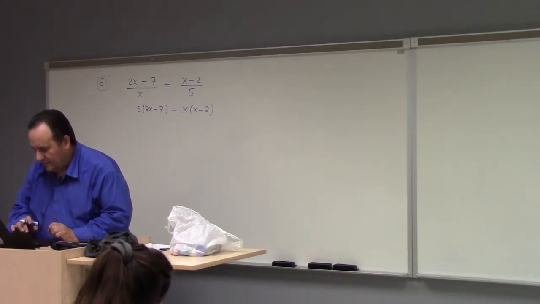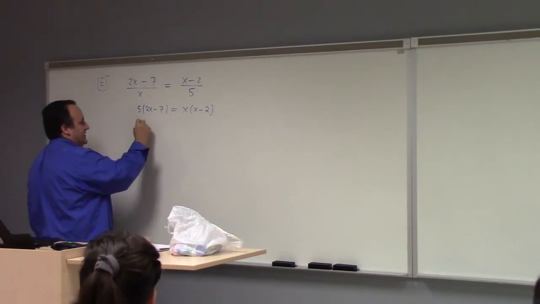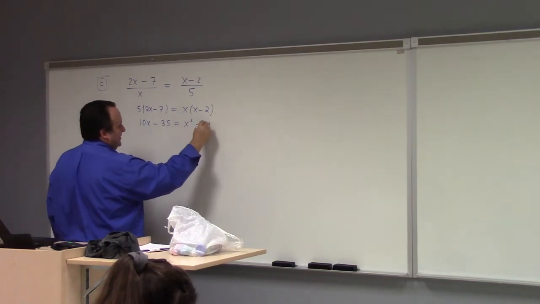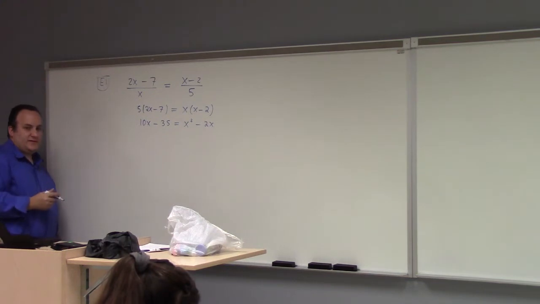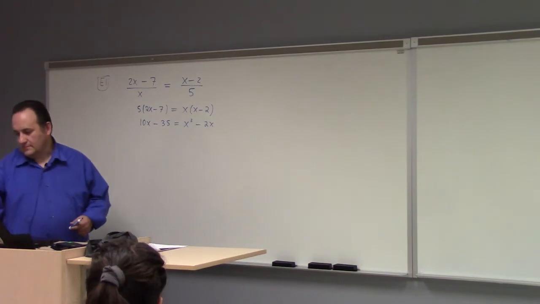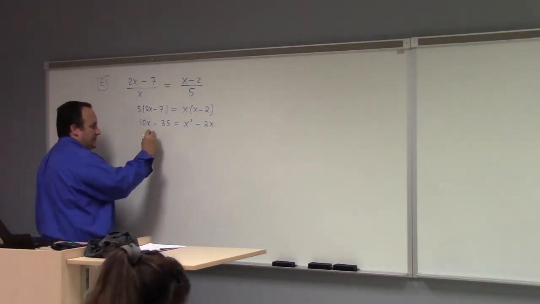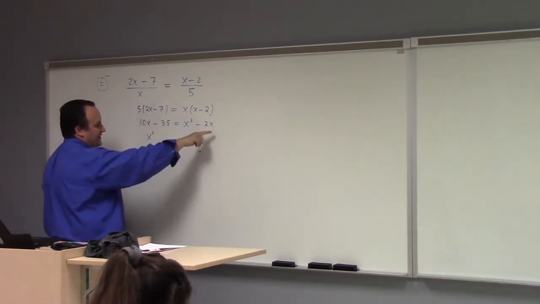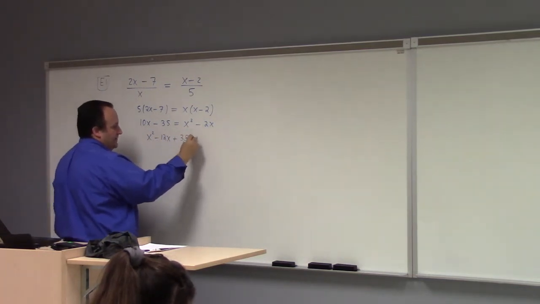Huh. My cursor is still gone. That's not a good sign. Distribute, yes, that's a good idea. 10x minus 35 equals x squared minus 2x. All right. Look, what was I just telling you a second ago? Quadratic equations, right? They're inescapable. So, put this in standard form. We've got x squared. Add the 2x, minus 10x over there, so minus 12x plus 35 equals 0.